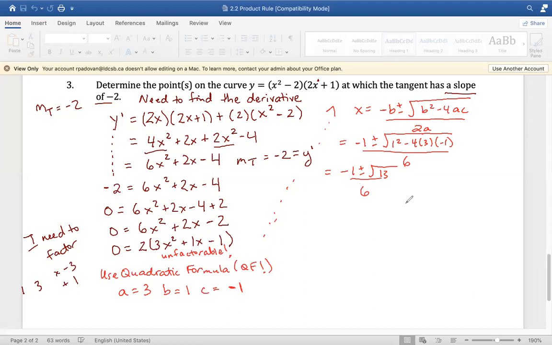Now this splits up into 2, right? We need the -1 plus the square root of 13, and then we need the -1 minus the square root of 13, divided by 6. So we can state that as the first part here, one of the x values would be -1 minus the square root of 13 divided by 6. And the second x value would be -1 plus the square root of 13 divided by 6. I don't know why I did minus first, but anyways, it doesn't really matter, right? Usually I would have done plus first, but -1 minus, -1 plus.